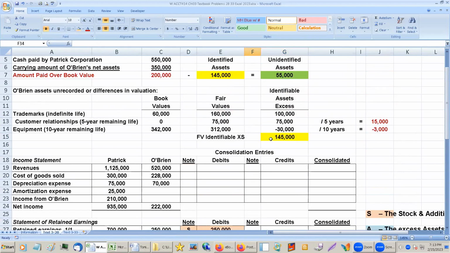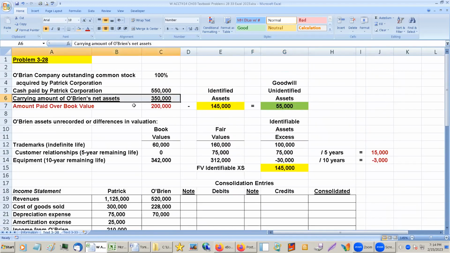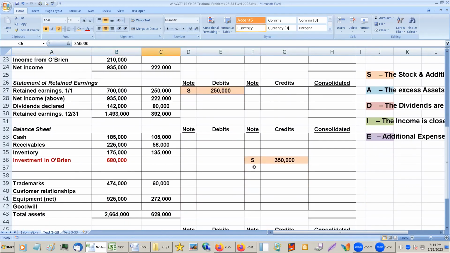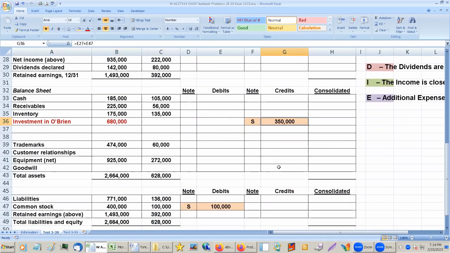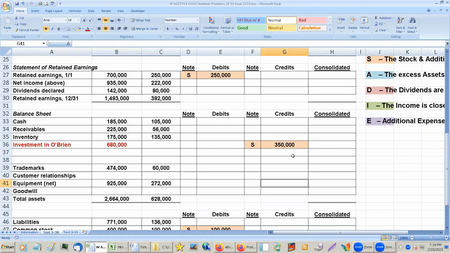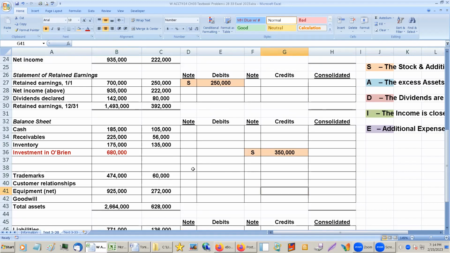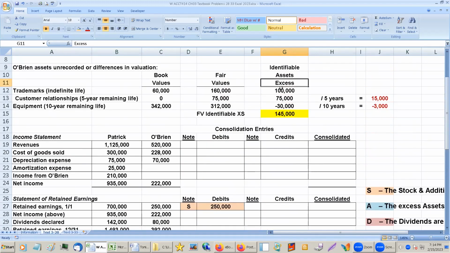By the way, that 350 looks familiar. That's this. The book value or carry amount of the net assets would be whatever's in the equity section. Okay. So now for the one that's usually not tricky, but in this case it will be tricky, is the assets. Okay, so trademark.